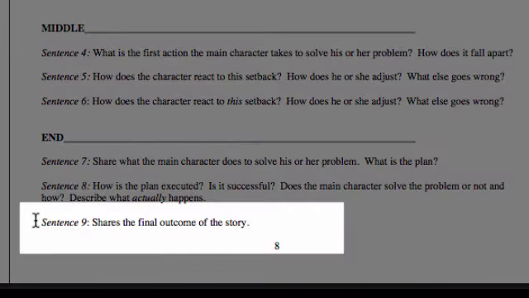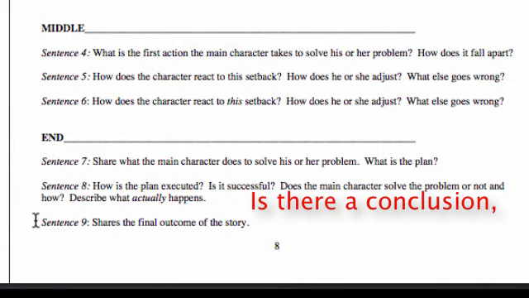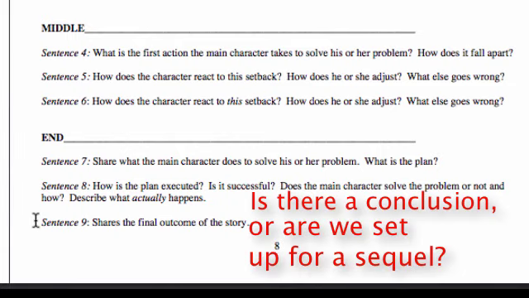And finally, we see the resolution of the story. How does this look in the last few minutes? Does it come to a genuine conclusion, or do we set ourselves up for a sequel?